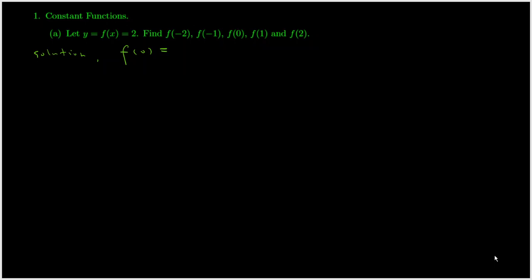Anybody want to tell me the value of the function at 0? If you know this value, then you know what we mean by constant function. 2 is right. Constant function, you just imagine x can take any number. That's why we call it a constant function. It means the value of the function at any number is equal to the constant 2. So the value of the function at 0 is 2.